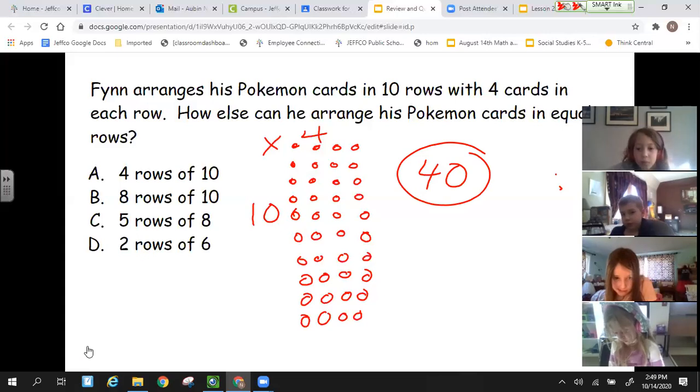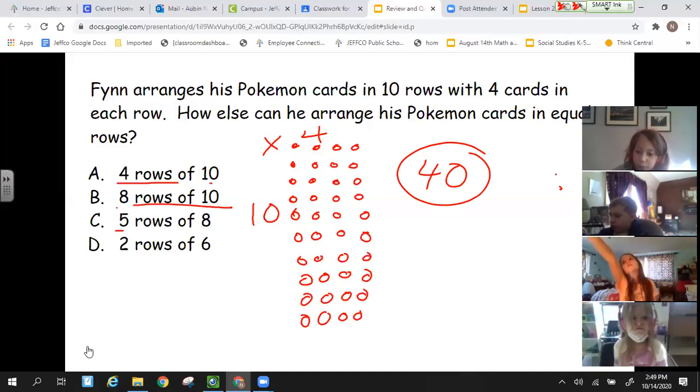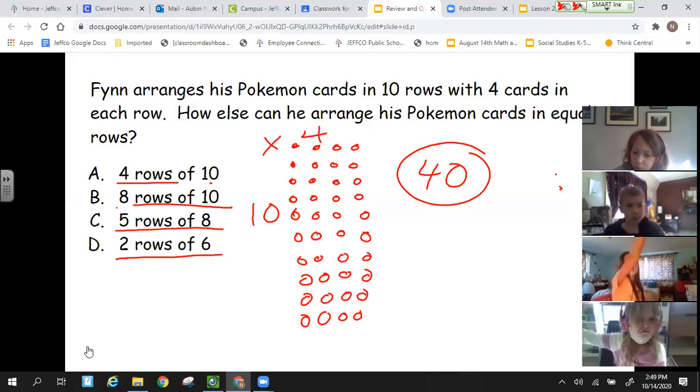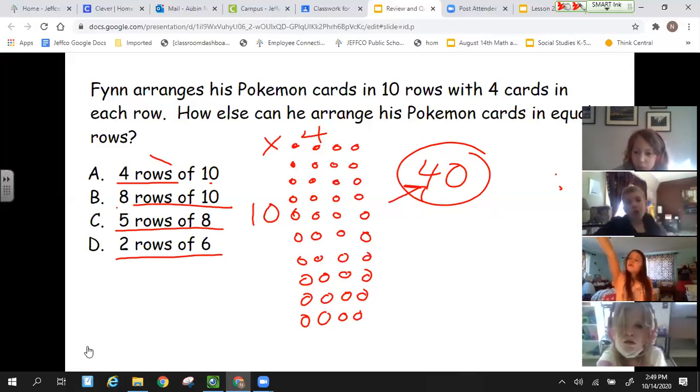How else do you think you could arrange 40 Pokemon cards? Madison? We have 4 rows of 10, 8 rows of 10, 5 rows of 8, or 2 rows of 6. It has to equal what? 40. So make sure these equal 40.